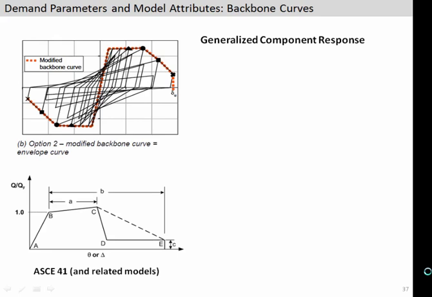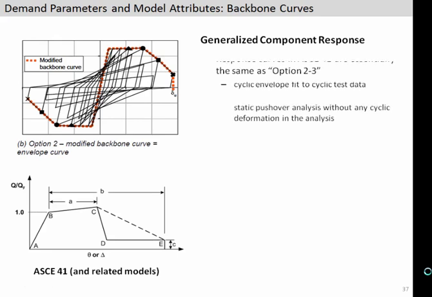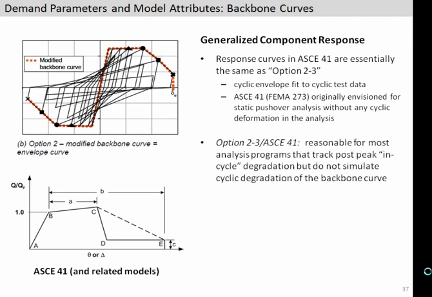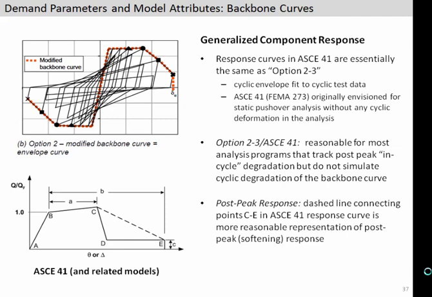Taking this discussion and thinking back to ASC 41, the backbone curves given in ASC 41 really match that option 2 and 3, because those are cyclic skeleton curves from cyclic tests that folks have done. And so they have that negative stiffness, but it's kind of a fixed backbone curve. My sense is that most analysis programs nowadays have models that can capture that effect. They don't degrade the backbone curve. So if you will, it's pre-degraded. But if you're basing it on ASC 41 type models, these cyclic backbones, you're picking up that effect.